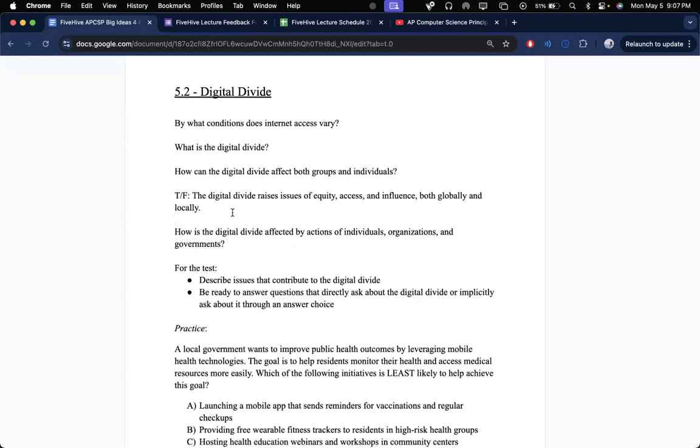True, right? Yeah, absolutely. Great. So then how is the digital divide affected by actions of individuals, organizations, and governments?